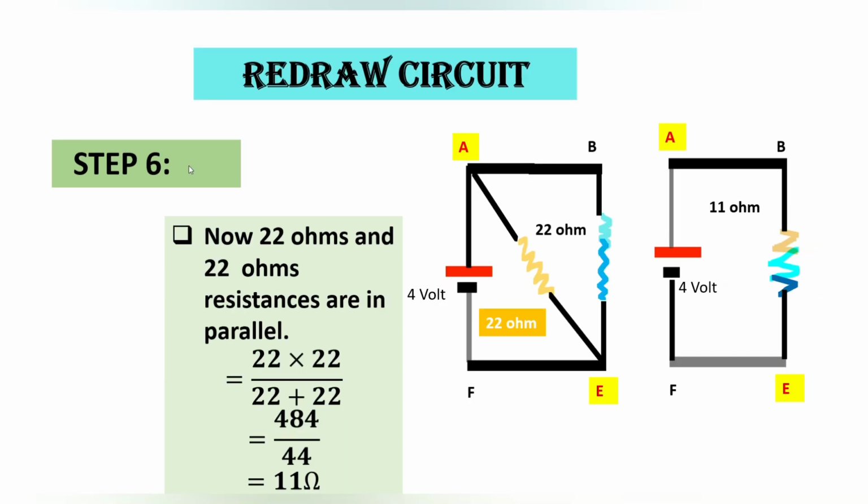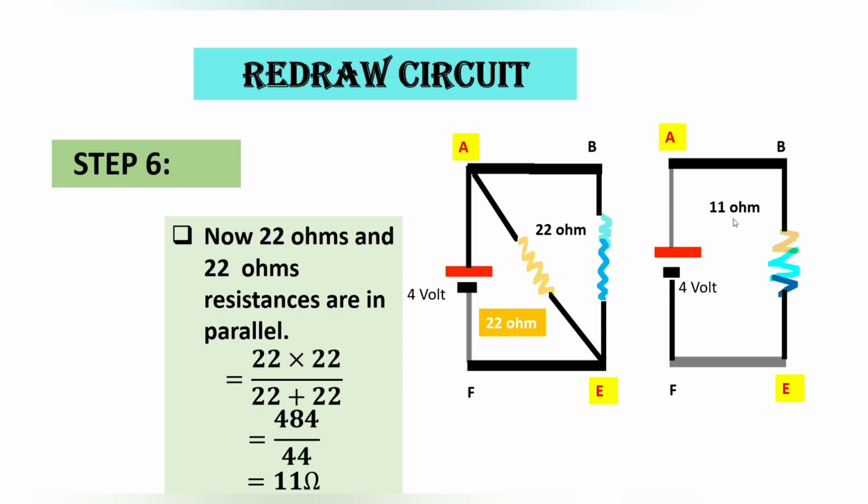Step 6: Now the 22 ohm resistance in the second loop across B and E becomes parallel with the 22 ohm resistance across A and E. Solve it using the parallel effective resistance formula: 22 multiplied by 22 ohms divided by their sum. We get 11 ohms resistance across the A and E terminals.